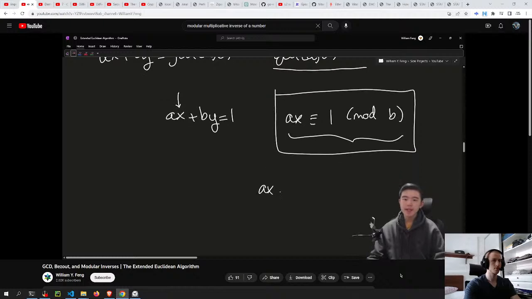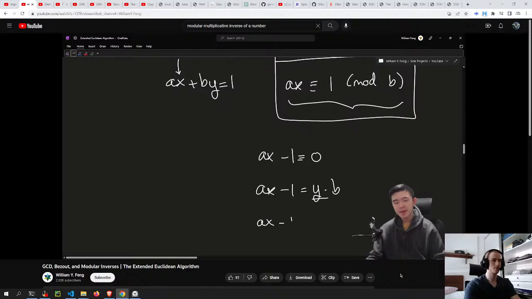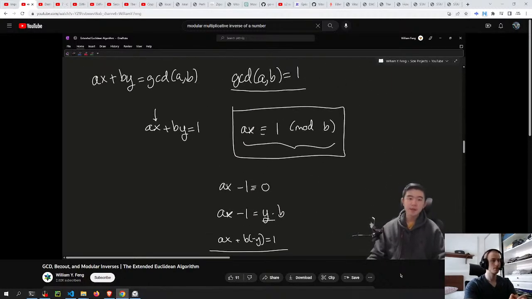To solve this equation, we need that ax minus 1 is equivalent to 0. So we need to do subtraction as usual, which means that ax minus 1 equals some integer y times b, which is just ax minus by equals 1. And we don't really care about the sign of this y, so we can easily turn that into ax plus b times negative y. So finding multiplicative inverses is really as simple as applying the extended Euclidean algorithm.